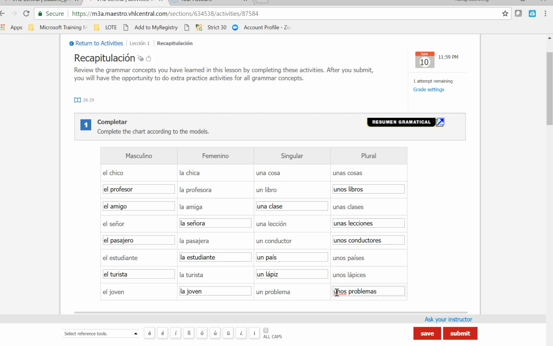You might think on this one, it ends in an A, so we would expect that would be una problema, but in Spanish it's actually un problema because words that end in a vowel and then MA are masculine words.